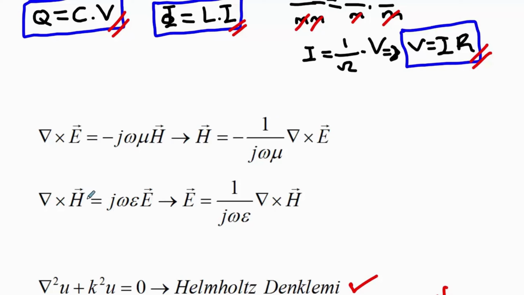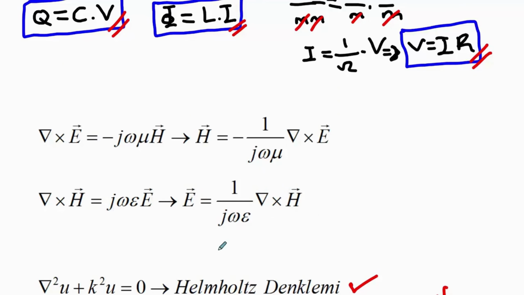The same thing applies here as well. Del cross H equals j omega epsilon E, which is the electric field. If we isolate the electric field from here, we get 1 over j omega epsilon, times the part where we will perform the determinant operation, meaning the cross operation. I have also explained how the cross operation is done in electromagnetics courses, and I recommend watching it. By performing the operation here, we reach the electric field.